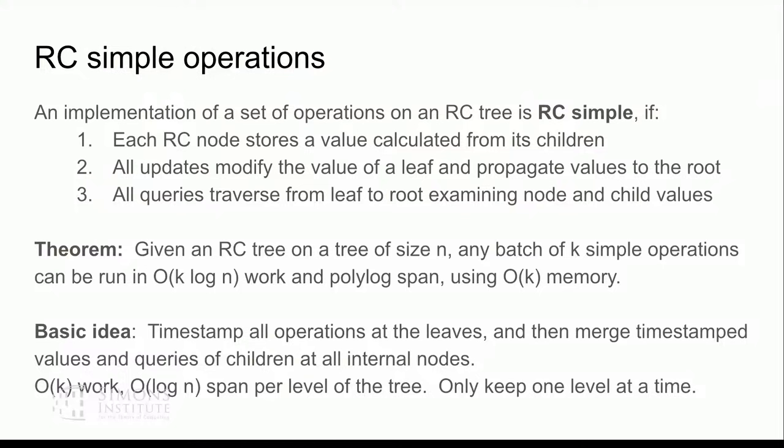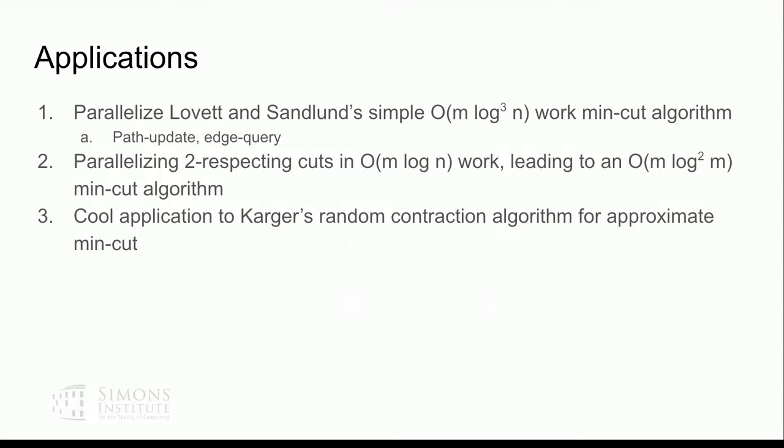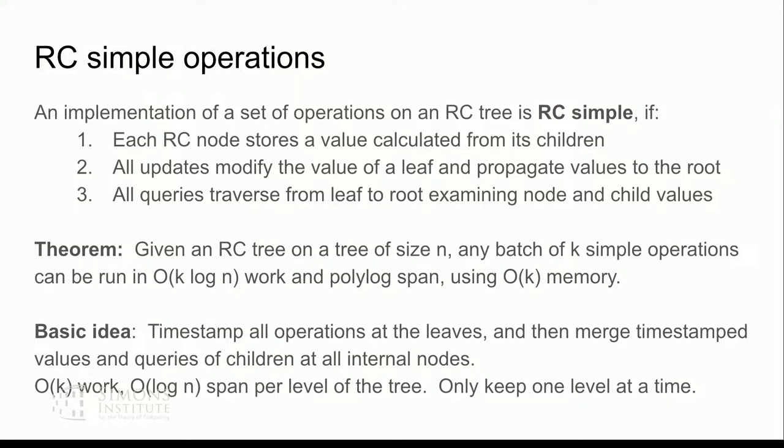I'm not going to go into details of how this works, but I'll give you a high-level idea. You put your operations at the leaves, and they each have a timestamp in the sequence: 1, 2, 3, 4, 5, 6, 7, 8. Then you go up from the leaves and merge the timestamps as you go up. So each internal node has a sequence as long as its subtree size, sorted by timestamp.